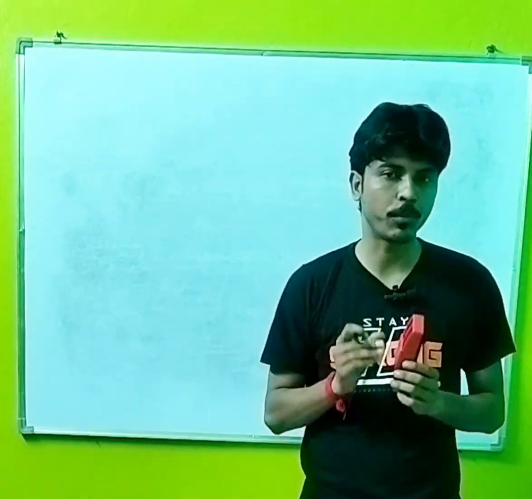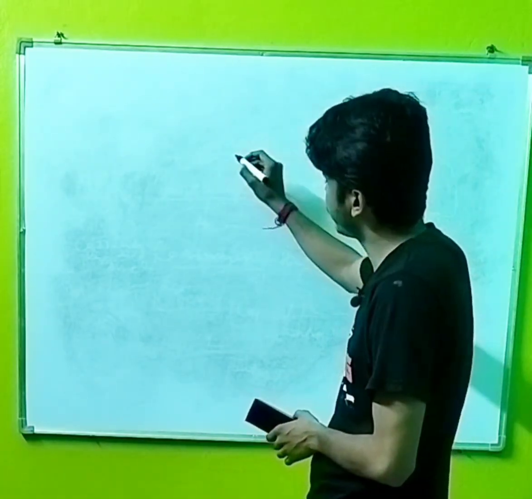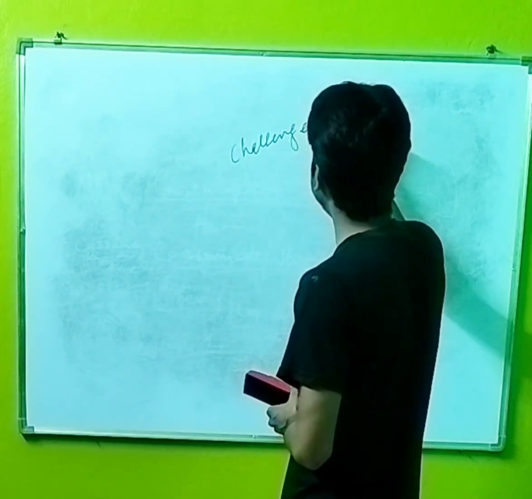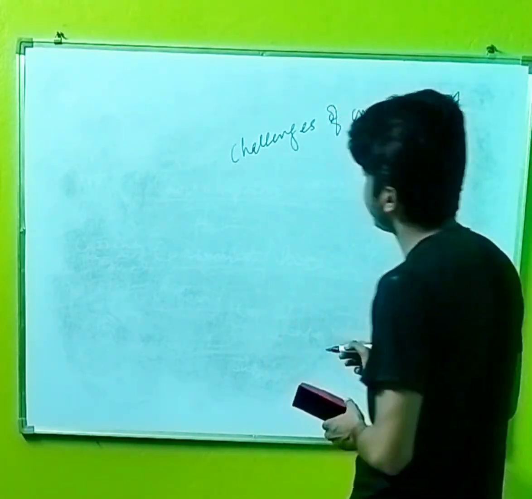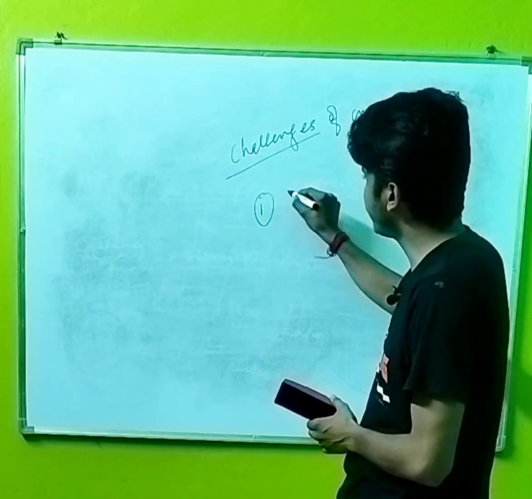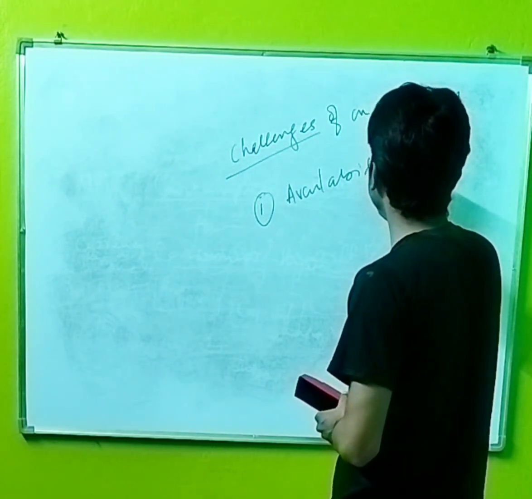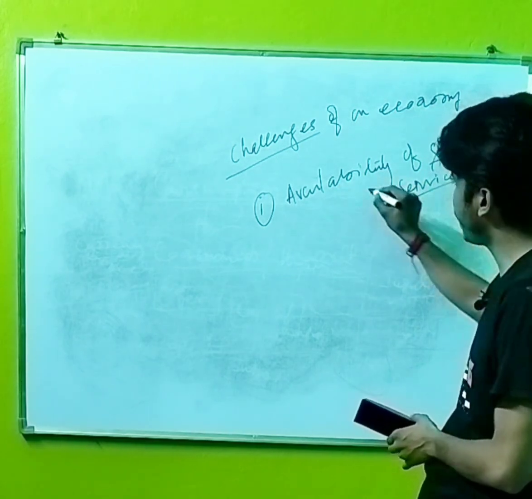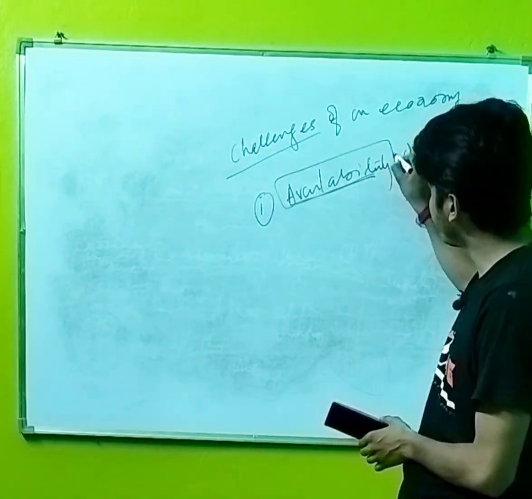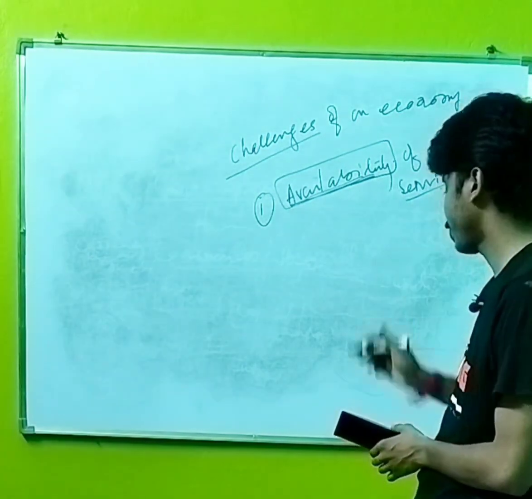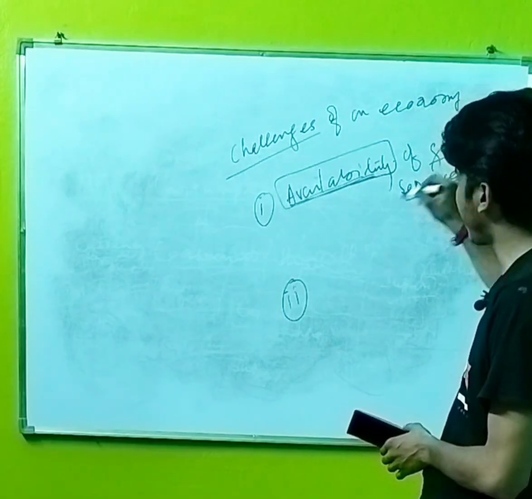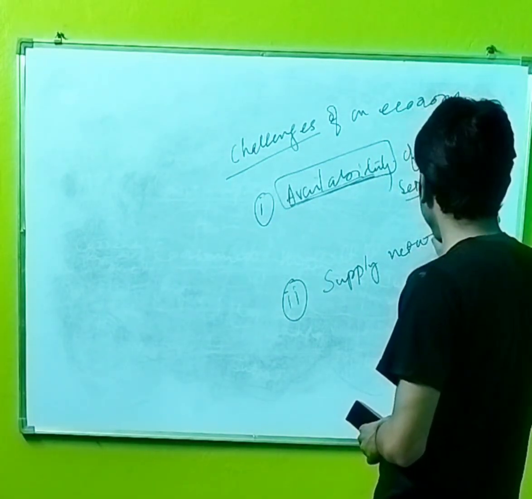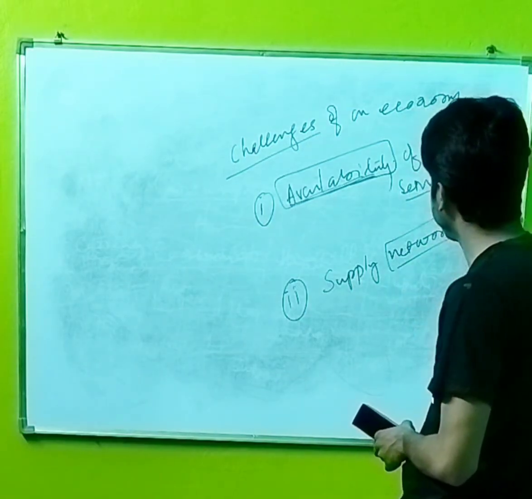Now come to the basic problems of the economy. Economy has two problems or challenges. The first one is availability of goods and services. So goods and services must be available in the market. We should make sure of the availability of goods and services. The second is, when these goods and services are available in the market, we must have a good supply network to reach the definite consumers.